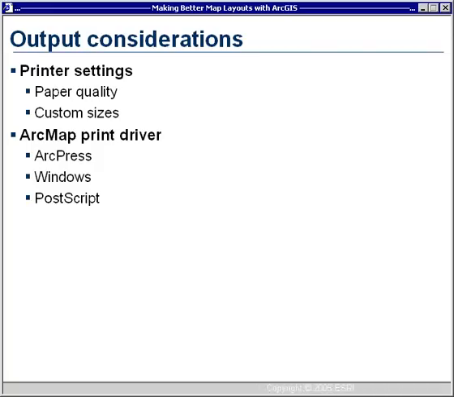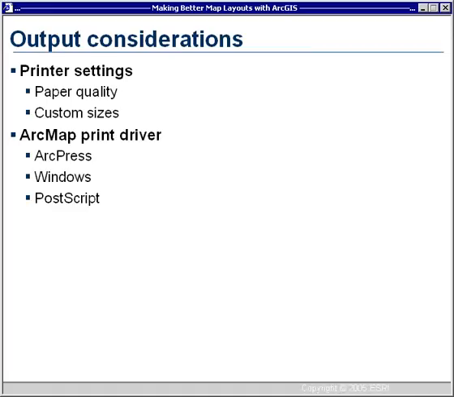Regardless of which of these output methods you choose, you will need to examine and define some set of parameters. Each output option requires different considerations. Printer settings, for example, are different between devices, and these will need to be examined and reset if your map is sent to different computers or printers.